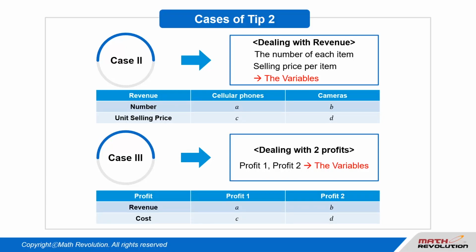Case 3. Let's look at an example dealing with 2 profits generated from revenue minus cost. The variables would stand for the different profits, profit 1 and profit 2, and the revenue and cost in each profit. The separated 2x2 table can be made as below. Revenue of profit 1, A. Revenue of profit 2, B. Cost of profit 1, C. Cost of profit 2, D.